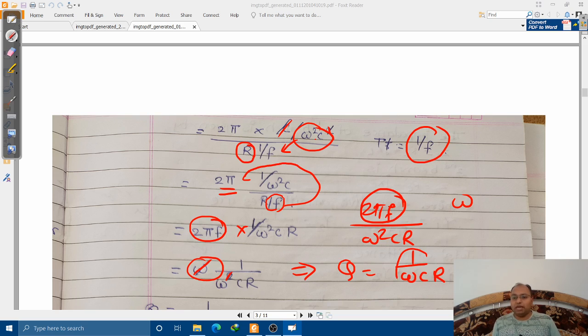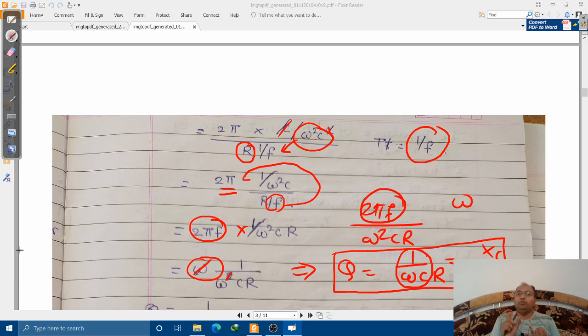What is 1 upon omega C? It is nothing but XC. So it is XC divided by R. Yes, definitely. So right now we have derived the equations for quality factor of a coil as well as quality factor of a capacitor.